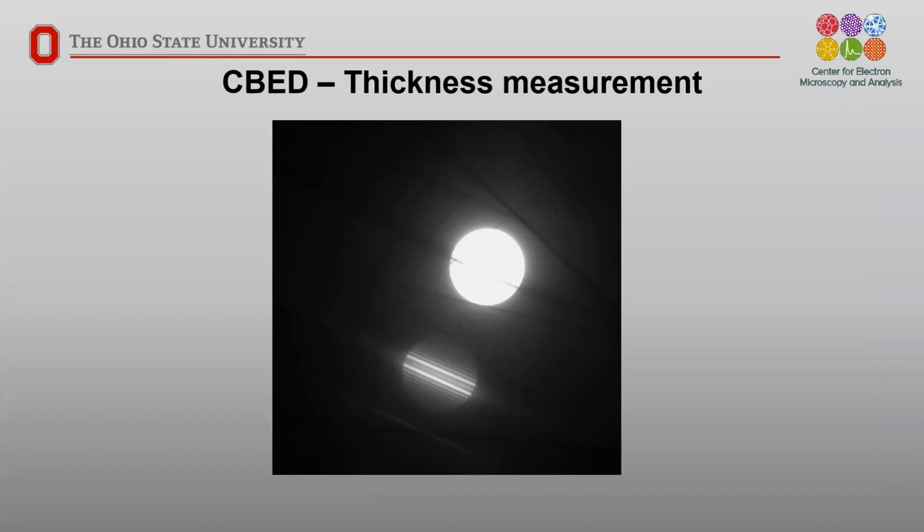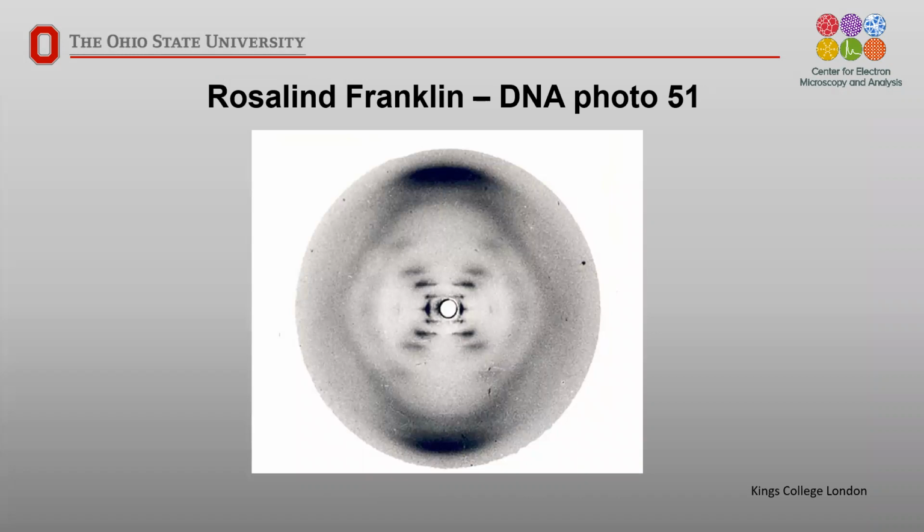Now, I've been showing examples thus far that have all been from the physical sciences, metallurgy, semiconductors, and so on. But diffraction has a long history in the biological sciences as well. Back in the 1950s, Rosalind Franklin took this famous X-ray diffraction pattern of DNA that Watson and Crick used to claim all the credit. But she determined the structure based on this type of pattern. They found that it was this chiral spiral structure.